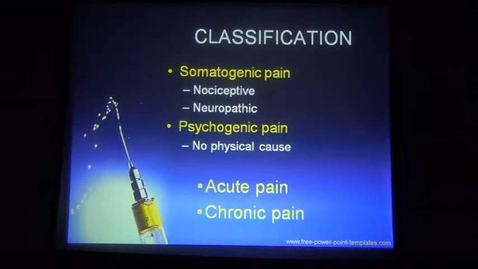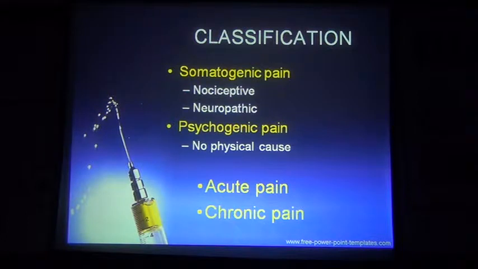Next. If this is the definition and the systems interacting, we should classify pain. Pain can be generally classified as somatogenic and psychogenic pain. Somatogenic pain can be further classified into nociceptive and neuropathic pain. Somatogenic pain usually involves potentially damaged tissue. There exists a damage of physical cause in somatogenic pain, whereas in psychogenic pain there is no physical cause.